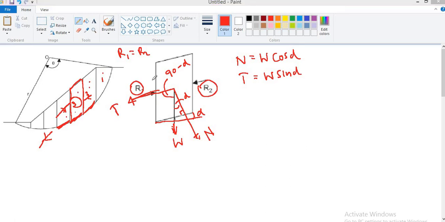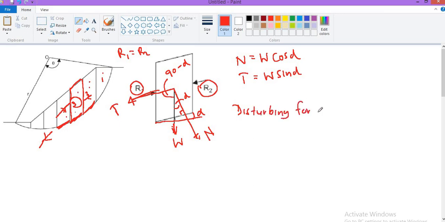So if we look at the disturbing forces, what is the disturbing force? The disturbing forces are created by this weight component T, because the slice is sliding due to its weight. This component is T.